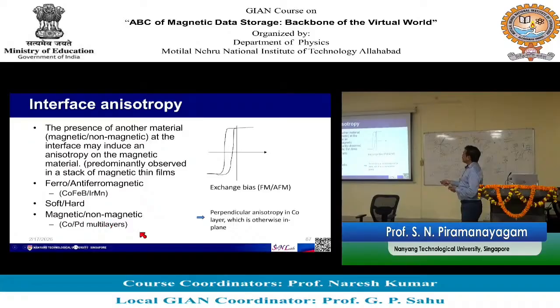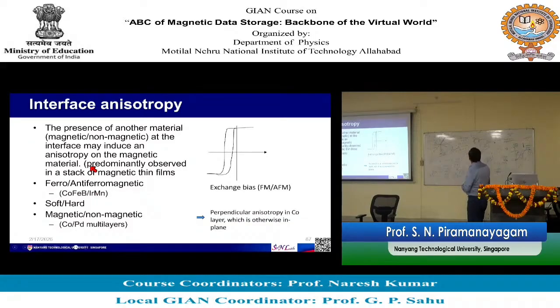So in this case, we can introduce a perpendicular anisotropy. Normally, when you have a cobalt layer, the magnetization will tend to lie in the plane. But if you make multi-layers like this, you can make the magnetization point in the perpendicular direction. Okay. So this is one example of interface anisotropy.